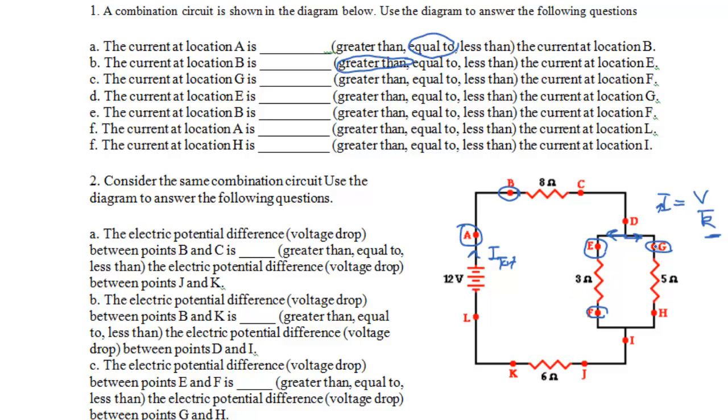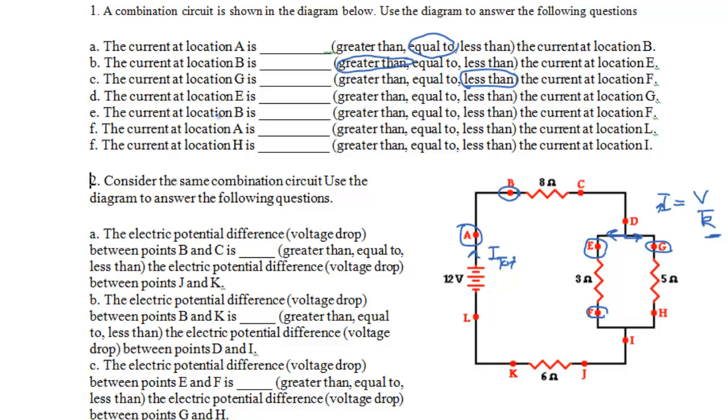So the current through G, which goes through the 5 ohm, will be less than the current that goes through F, which is the current through the 3 ohm resistor. Because the less the resistance, the bigger the current. Okay, so that's one common mistake here. The current that goes through G will be less than the current through F, because the resistance in this branch is bigger, 5 ohm, so it will get less current.